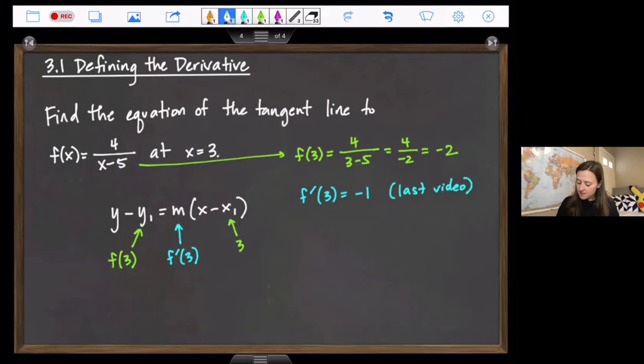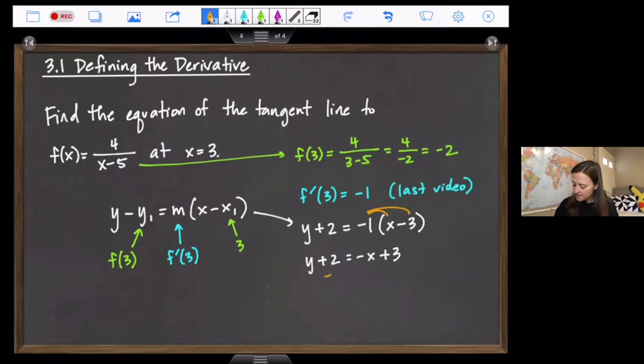Let's plug those things into our equation. We've got y minus f of 3, which is negative 2, so y minus a negative 2 is y plus 2. Our f prime of 3 that we got was negative 1. And then we've got x minus 3, no fractions this time. This is an easier tangent line. So I've got y plus 2 equals negative 1 times x minus 3. Let's distribute the negative 1, and I get negative x plus 3. We'll subtract 2 from both sides, and I get y equals negative x plus 1.